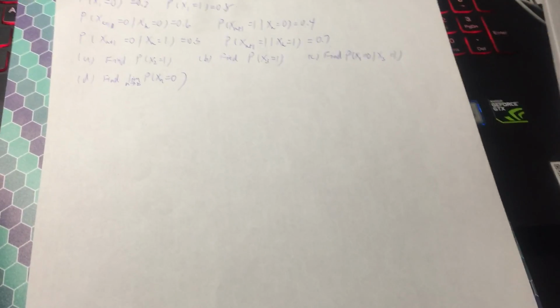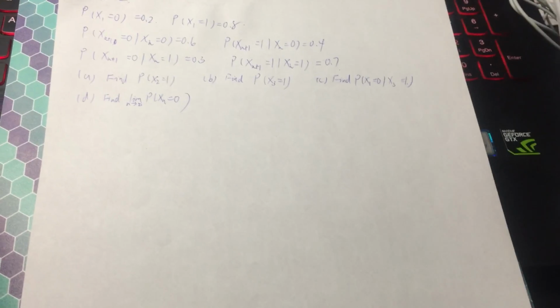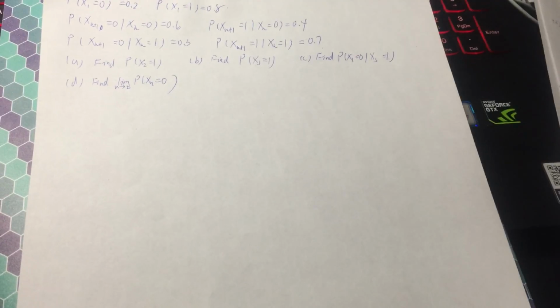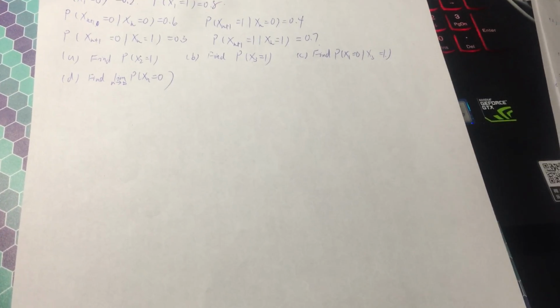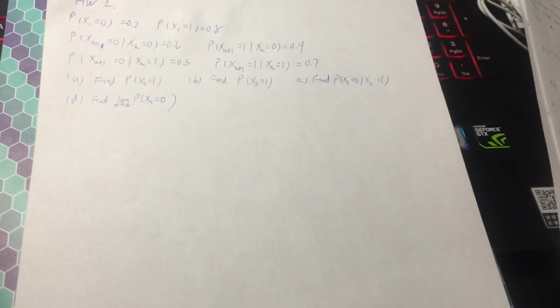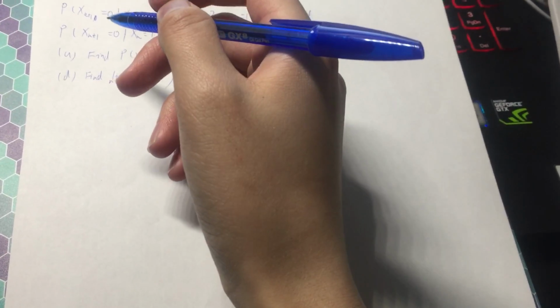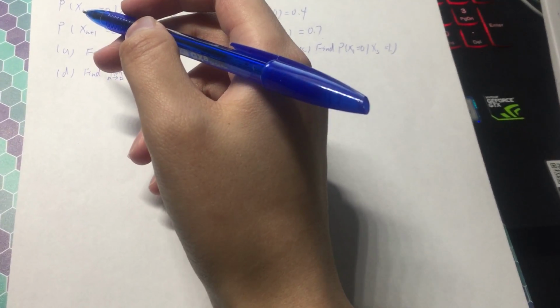So hello, this is homework 2 of the probability, and this is question 2. These questions have 4 parts, and to make it more convenient, we can make a summary for the formulas. Firstly, the first part requires you to find P(x2 = 1), and we can make a summary like that.